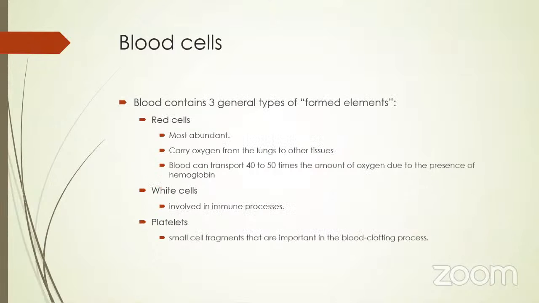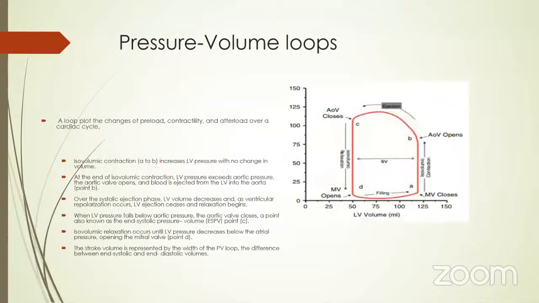The types of cells in the blood are red blood cells, the most abundant, which carry oxygen from the lung to the tissue. Blood can transport 40 to 50 times the amount of oxygen due to the presence of hemoglobin. White cells are involved in the immune response, and platelets in the blood clotting process.